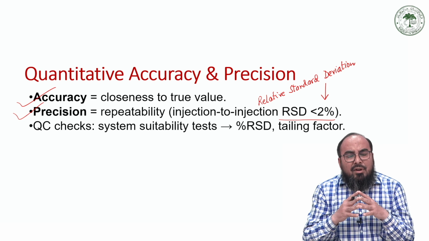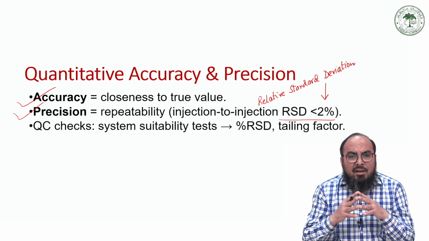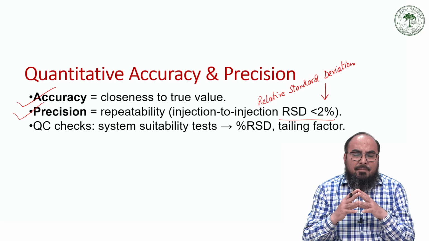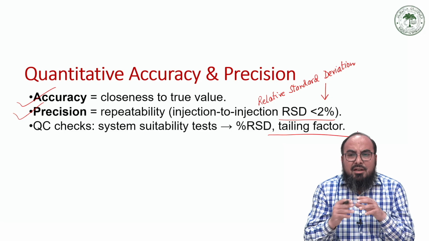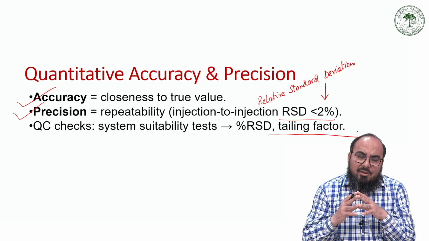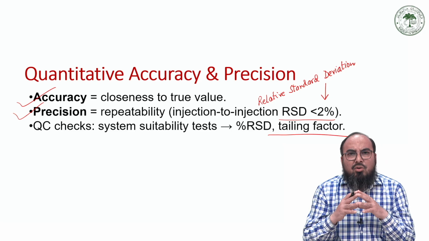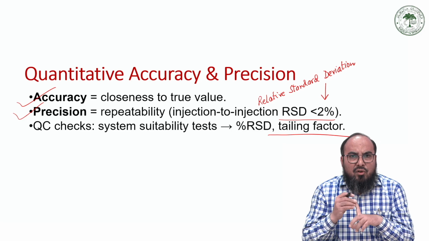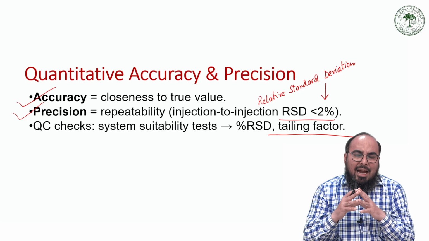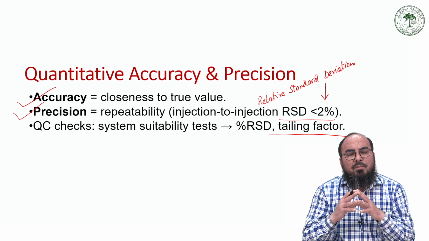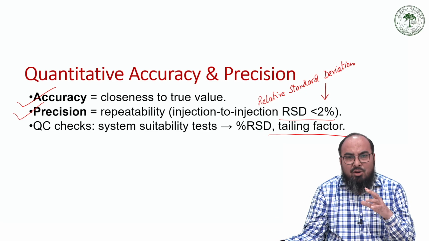For example, where quality checks are required, then your system must be precise and it should give accurate readings, and that can be seen by the tailing factors. So for a good quantitative analysis, your fronting and your tailing should be minimized. That is, ideally speaking, your peak should be Gaussian and as narrow as possible.